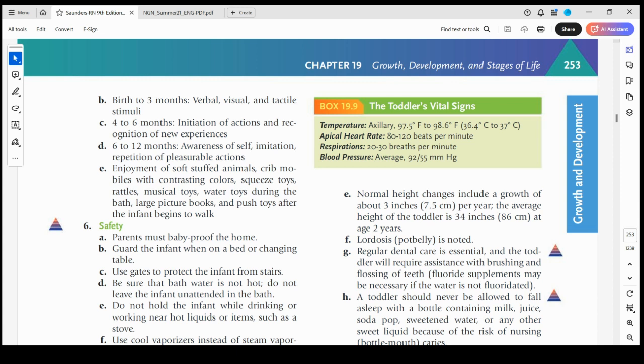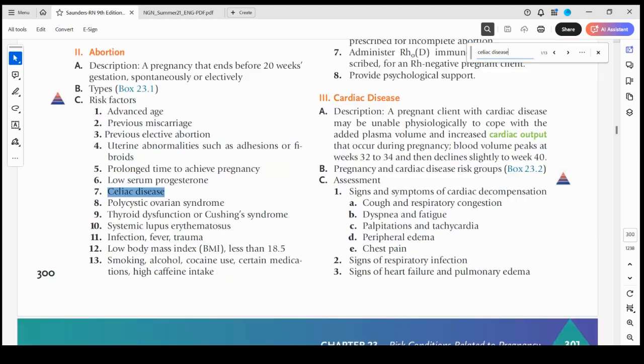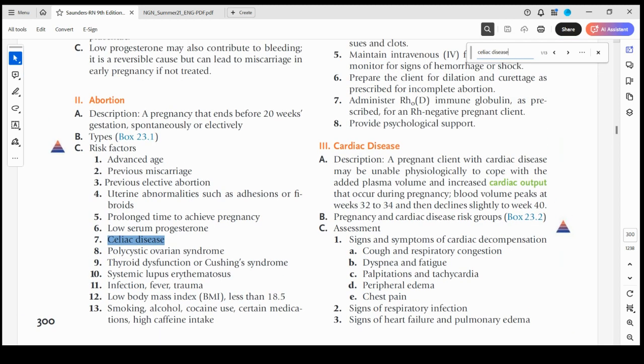So what else can we look up that we needed? We had a few things that we wanted to compare. Let's look at celiac disease. How I use this tool is I go into my search and type in celiac disease and see where it takes us.